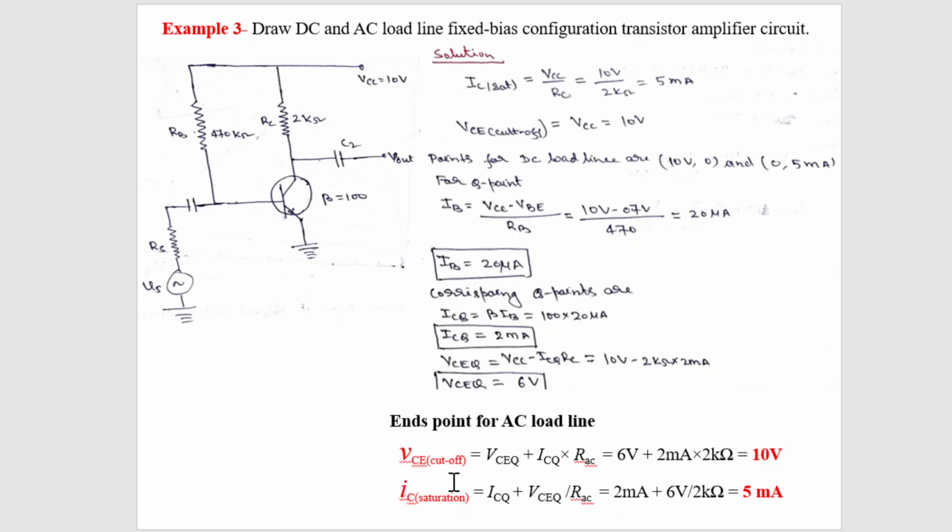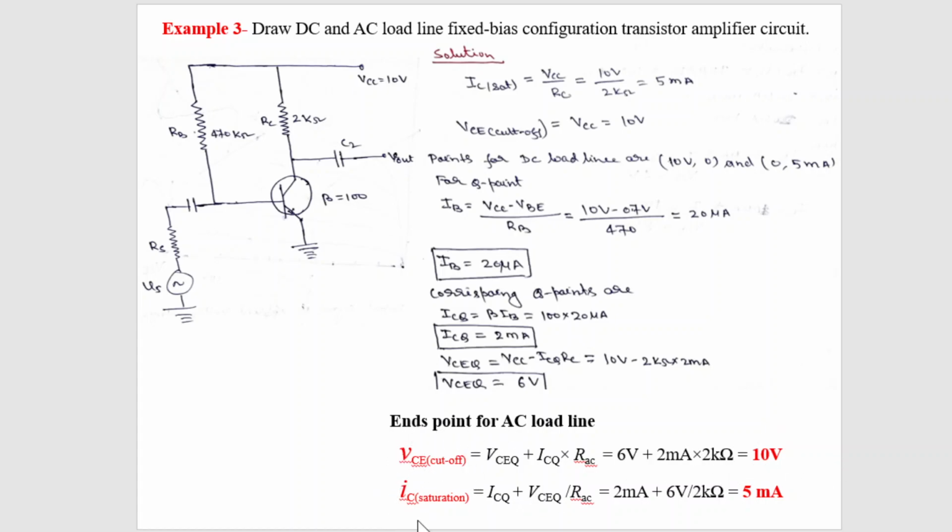The end point for the AC load line, small v CE cutoff, is equal to VCEQ plus ICQ into RAC. This is basically 6 volt plus ICQ, that is 2 milliampere, multiplied by RAC. The AC resistance is 2 kilo ohm. So if you do that, small v CE cutoff, the end point for the AC load line, is 10 volt.